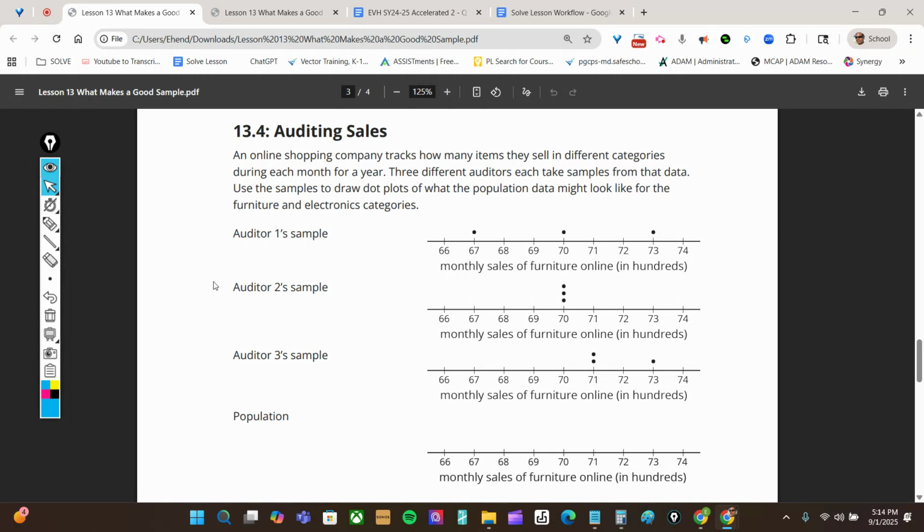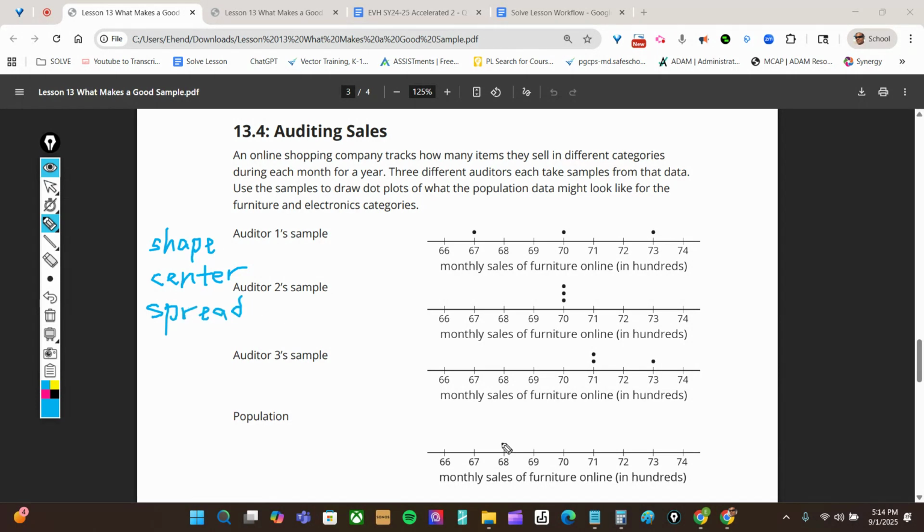All right, so basically the main point of this lesson is that don't just trust one sample. Look at multiple samples, make sure they represent the shape, the center, and the spread. So let's make sure they have the shape, the center, and the spread.